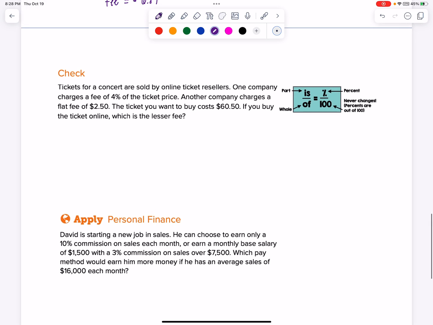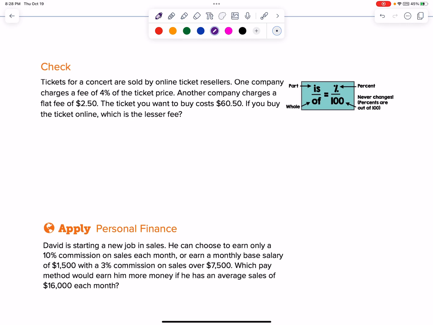All right, let's go ahead and try this out. If you want to pause and try it and then check, you can, or you can just do it with me. Tickets for a concert are sold online. One company charges 4% of the ticket price. Another charges a flat fee. The ticket you want to buy is $60.50. So that's our OG, that's our whole. If you buy the tickets online, which is the better deal or lesser fee?